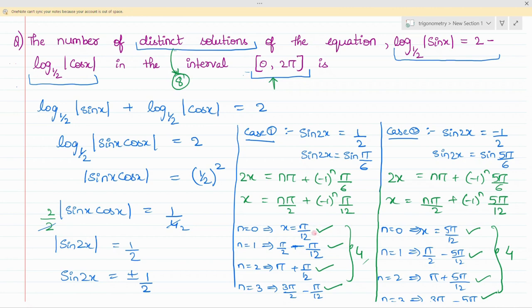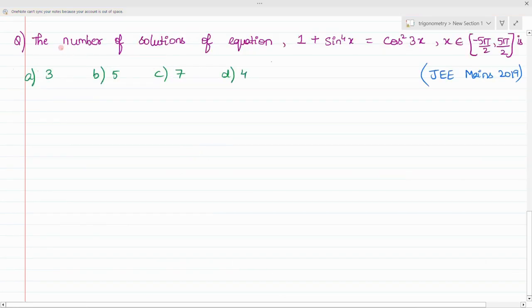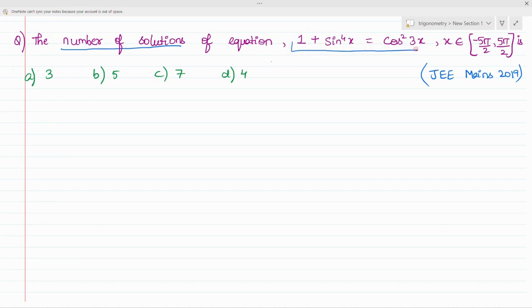In this question, we need to find the number of solutions of this equation, with x belonging to the given range. This was given in JEE in 2019, and 4 options are given, in which only one will be the correct answer to this question. So first, let's solve this equation.